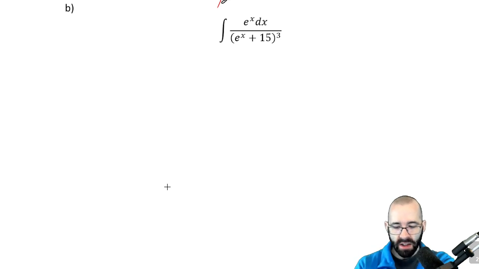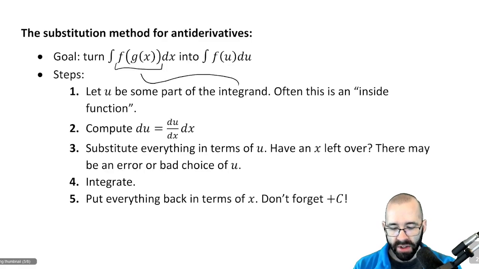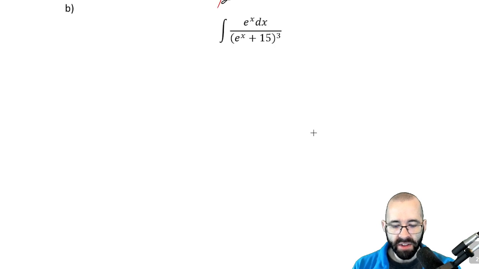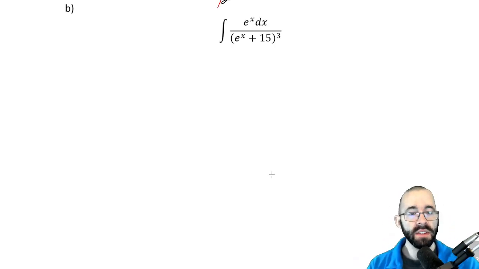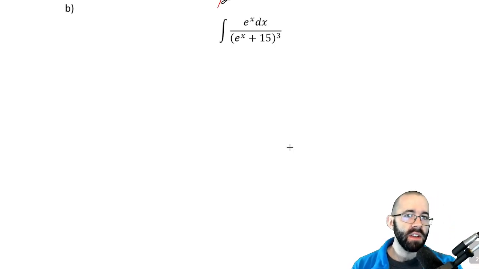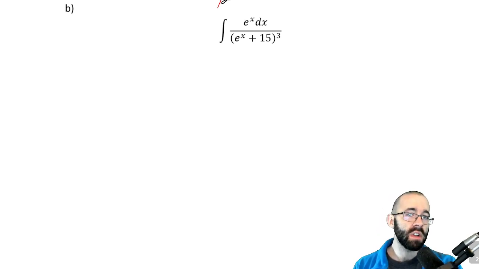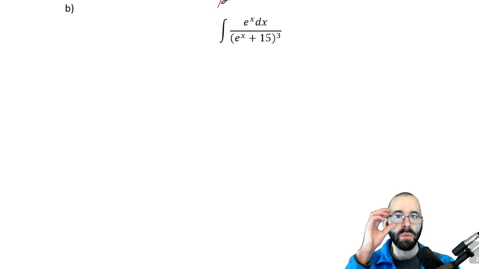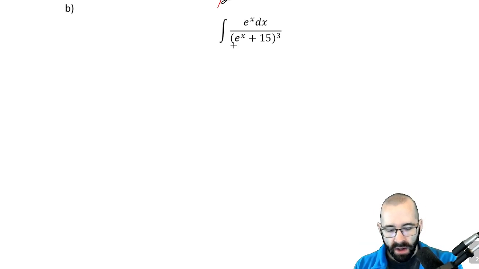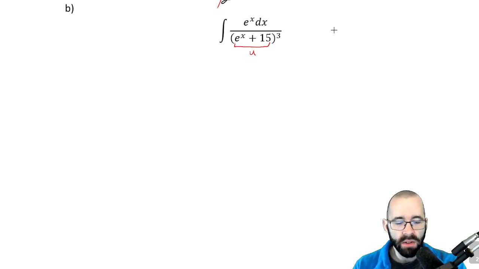Okay? So to do this, we're going to let u be some part of the integrand, oftentimes an inside function. U is what we traditionally use for the chain rule. And again, another thing that we want to look for is if we have a choice of u, can we find its derivative lying about somewhere? So here, this is my first guess of u. Let's see if it works out. It's not always going to work out. Sometimes you're going to have to guess multiple times.